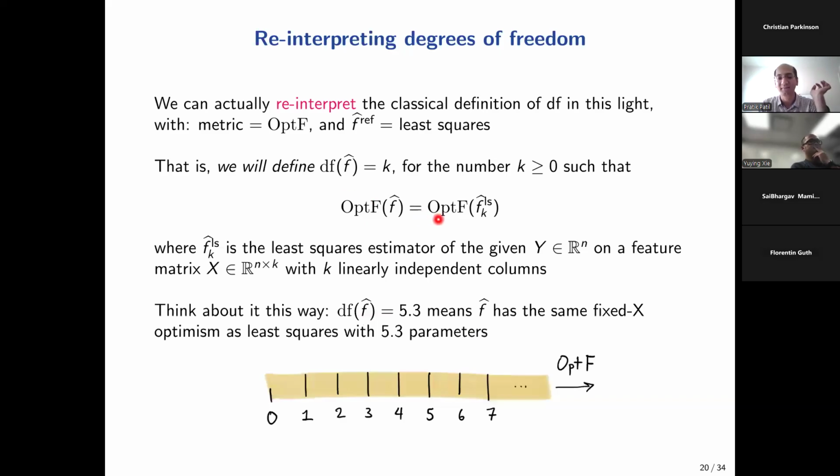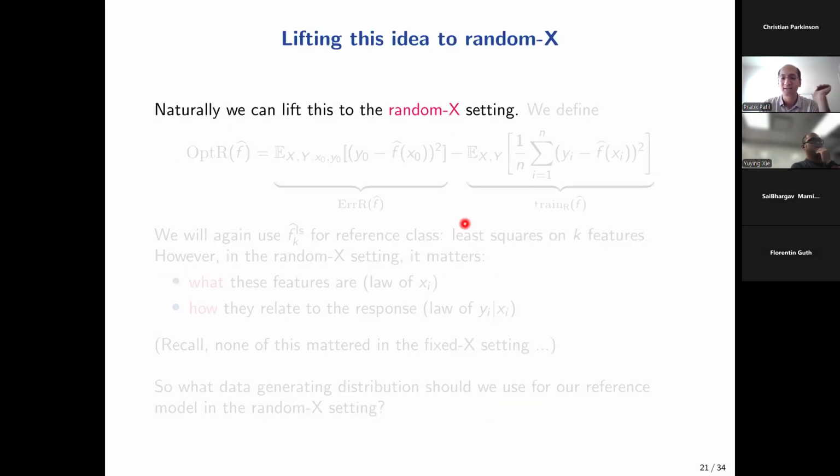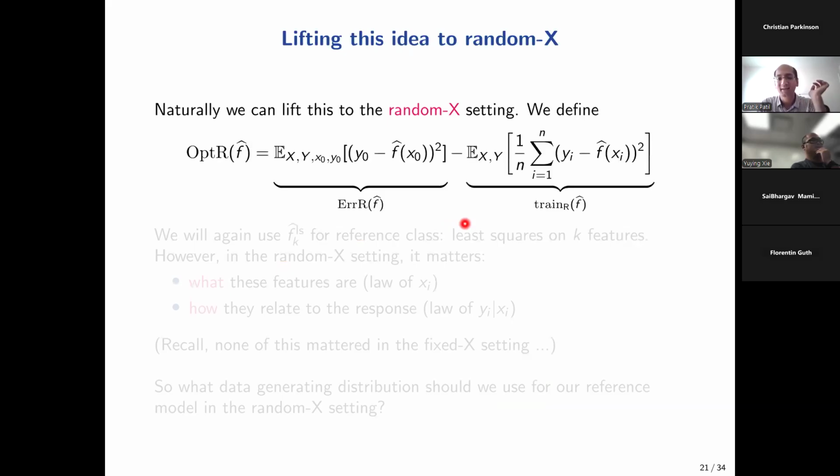Once you see it this way, it's pretty natural. I have this definition, and it works for fixed x. How do I do it for random x? The answer is easy: you just change f to r. F for fixed, R for random. So in the random x setting, we have the random x optimism, which is again the difference between the error and the training error. Instead of the fixed x error on the same xi, yi in the data set, you just change it to x0, y0 out of sample. So you now have what is called the random x error, and the difference between this random x error and the training error is the random x optimism.